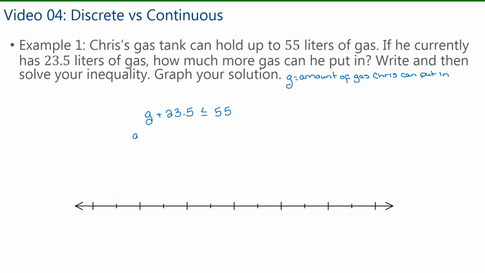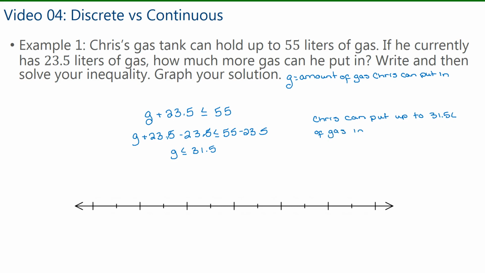Now to solve for G, we will subtract 23.5 from both sides. So G is less than or equal to 31.5. So we'll say that Chris can put up to 31.5 liters of gas in his tank.